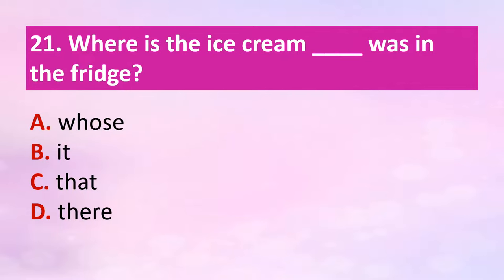Question number 21. Where is the ice cream dash was in the fridge? Option A, whose. Option B, it. Option C, that. Option D, there. The correct answer is option C, that. Where is the ice cream that was in the fridge?